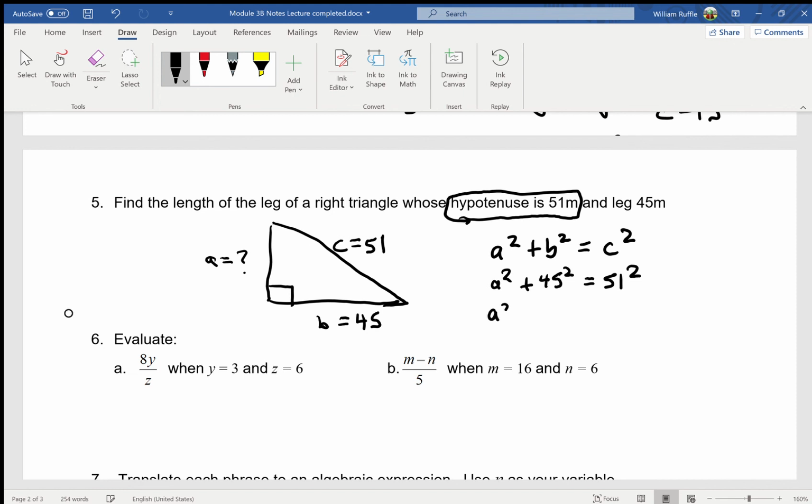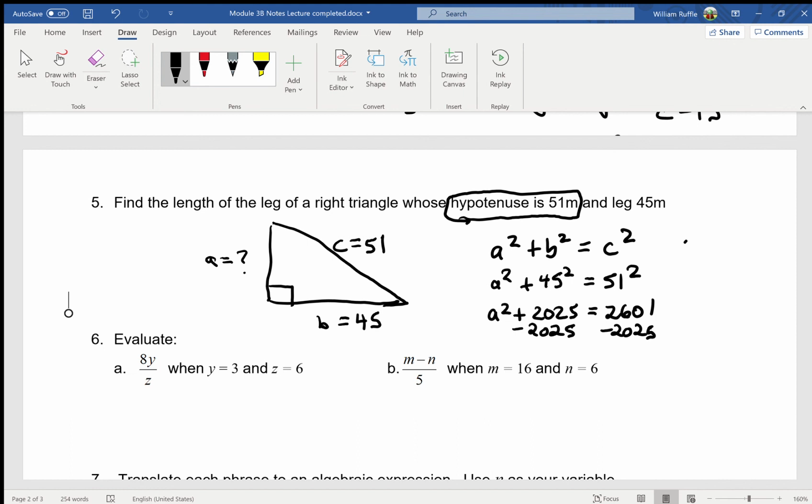Now, I've already worked this out, so please don't be impressed. I do not know these off the top of my head. 45 squared is 2025. 51 squared is 2601. Again, how do I solve for A squared? Well, we've got to get rid of the plus 2025, so we do a minus 2025.